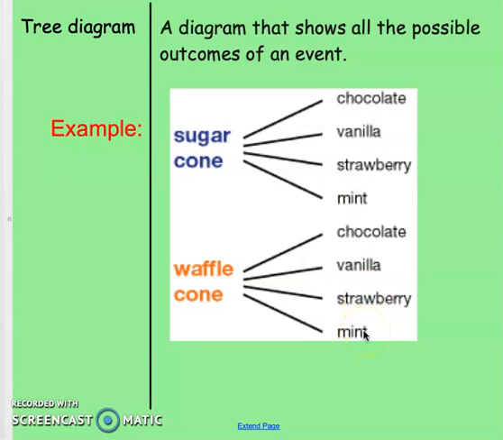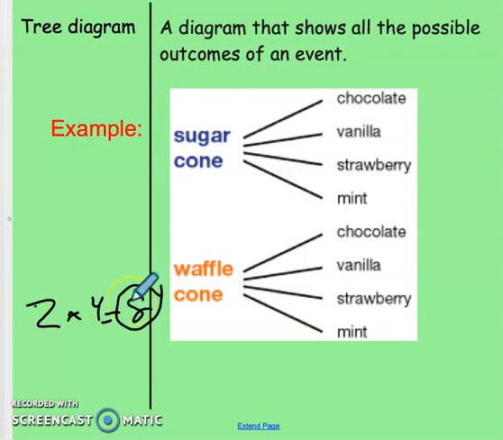Okay. The fundamental counting principle again tells us we can get that number without doing the tree diagram just by thinking how many possibilities do we have for cones? We have 2 options for cones. And how many possibilities do we have for ice cream? We have 4 possibilities for ice cream. So 2 times 4 is 8 total possibilities.